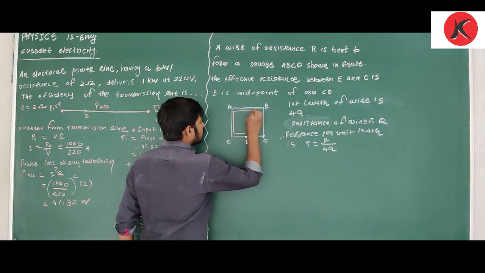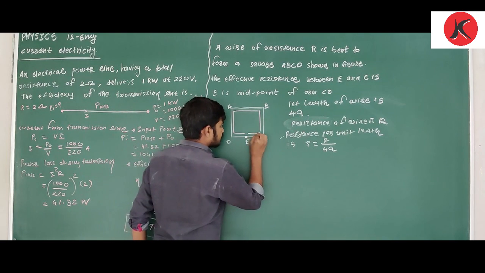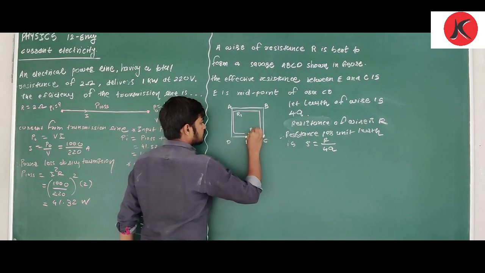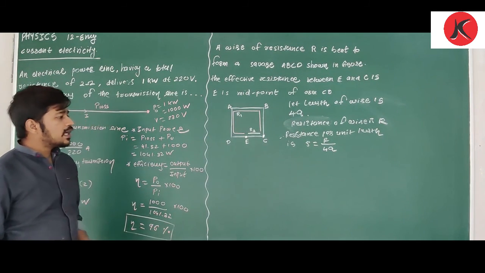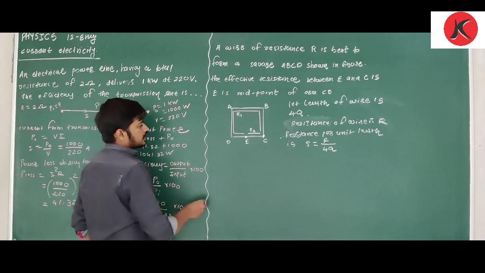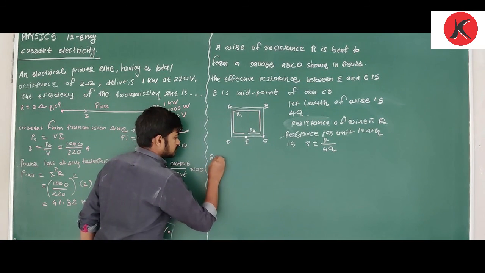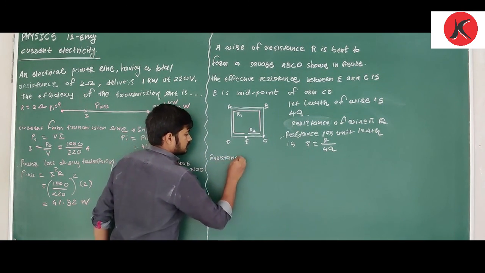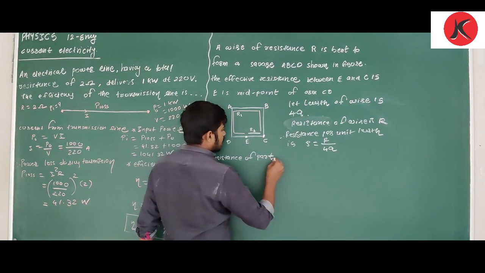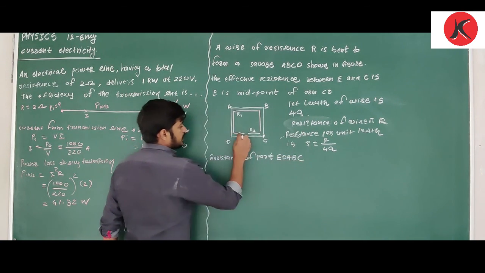It is one part, and it is the second part. Let the resistance of this part be R1 and the resistance of this part be R2, and these two parts are in parallel connection. So how do we find the resistance of this part, that is E, D, A, B, C? Resistance of part E, D, A, B, C, like this.